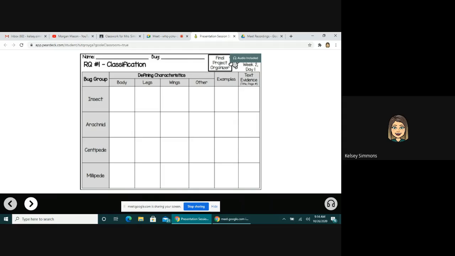And then you're also going to fill out this chart by giving examples. What kind of bug is an insect? What kind of bug is an arachnid? And I also want us to help find text evidence. So what book did you find it in? And maybe even what page was this available on?